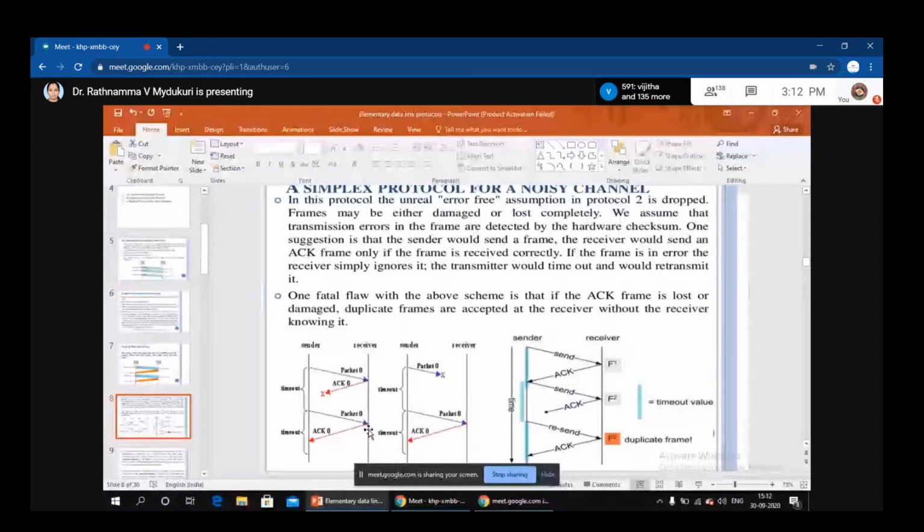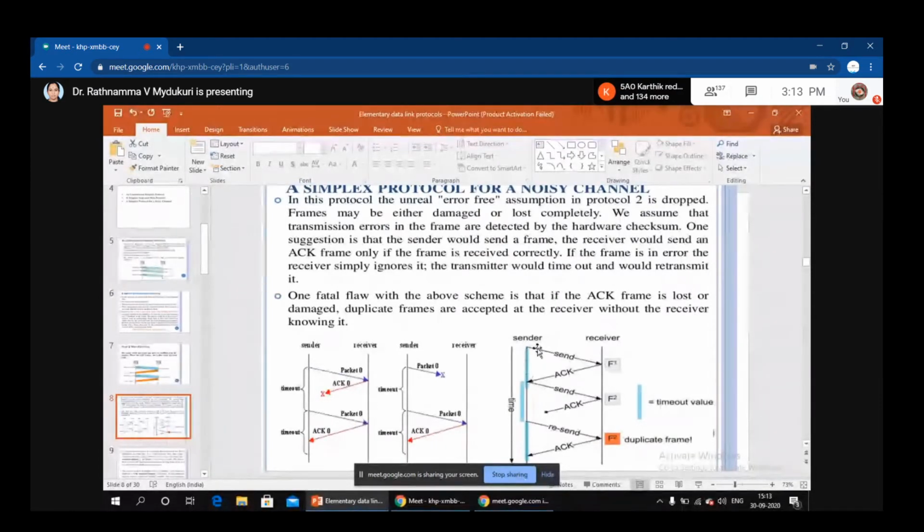Coming to the second case, packet 0 is sent but not received by the receiver. So no acknowledgement came from the receiver. At that time, the sender waits a period of time and again resends the same packet and gets back the acknowledgement. Okay, so this is our second case. Now, whatever mechanism we are implementing here, it is shown clearly here.